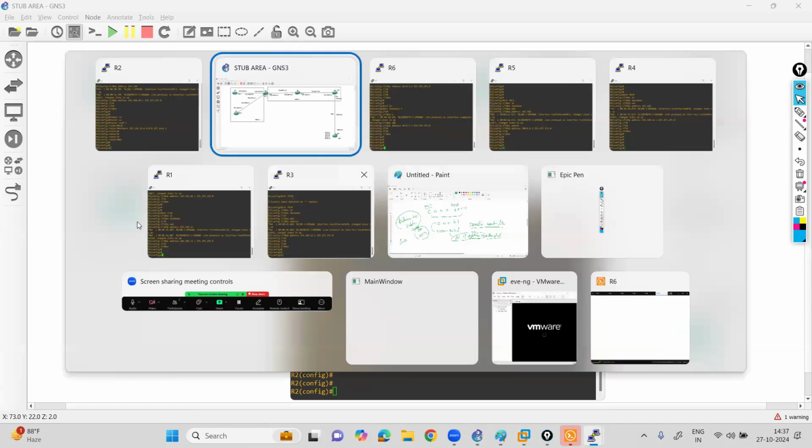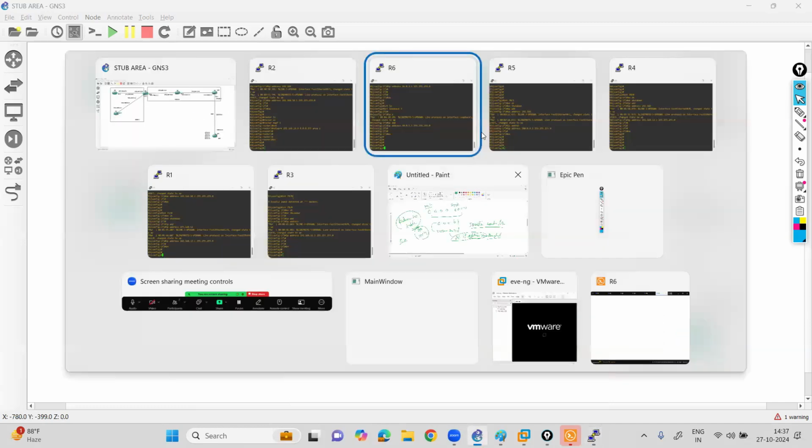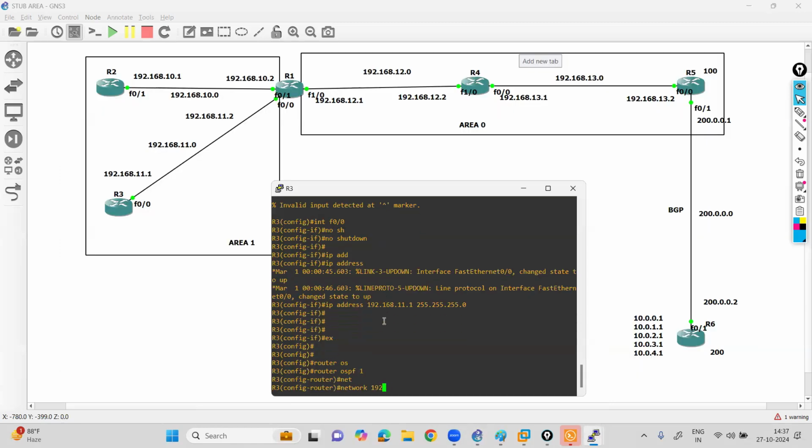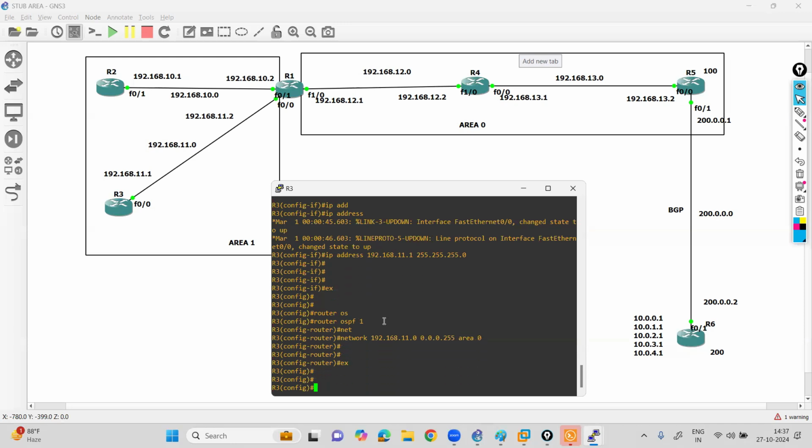So let's go to the next router R3 and we'll do the same. Router OSPF 1, network 192.168.11.0, 0.0.0.255 area 0. Clear? Okay.